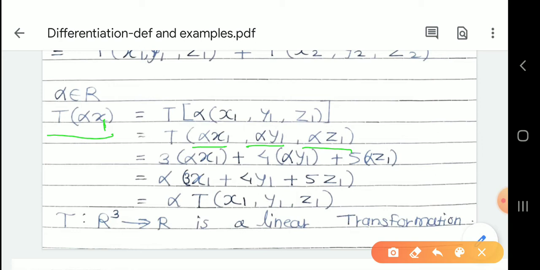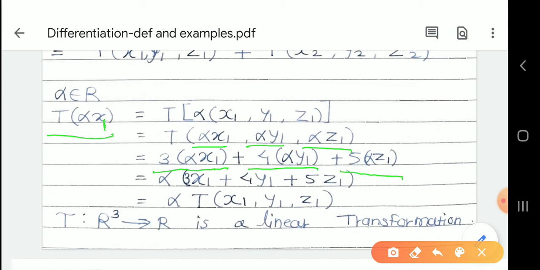But the definition of T is 3x + 4y + 5z. That means 3αx1 + 4αy1 + 5αz1. Okay. So we get here 3αx1 + 4αy1 + 5αz1.